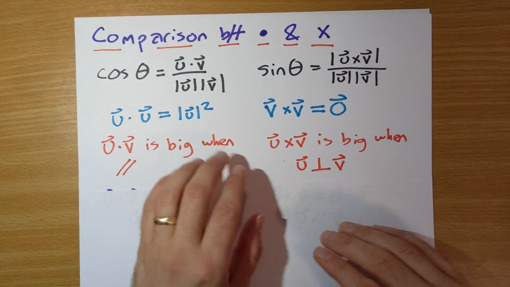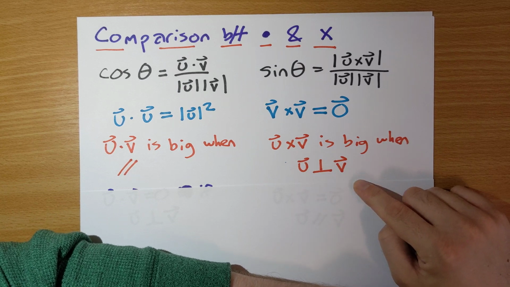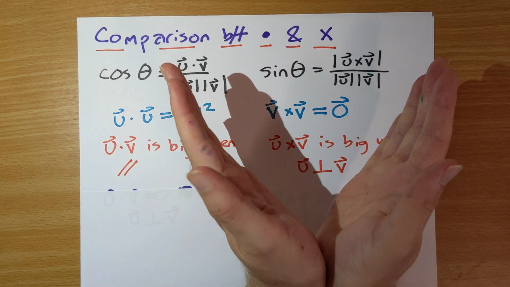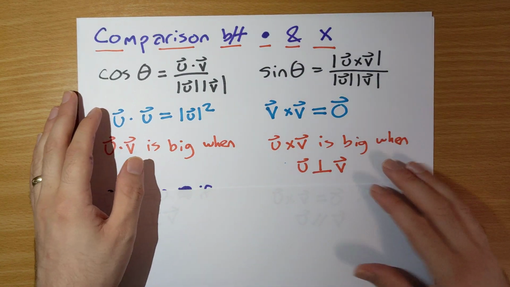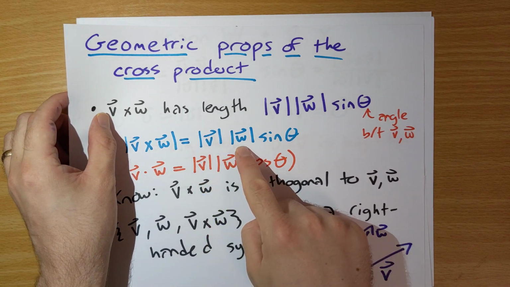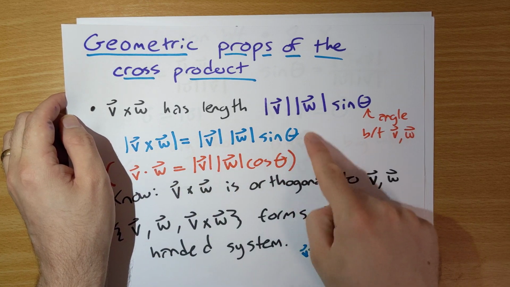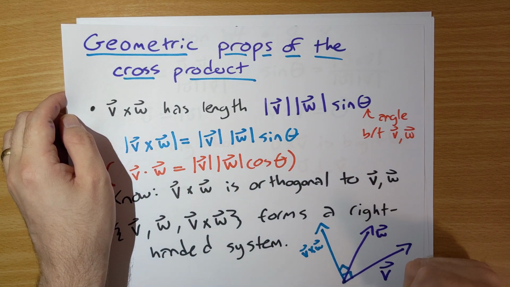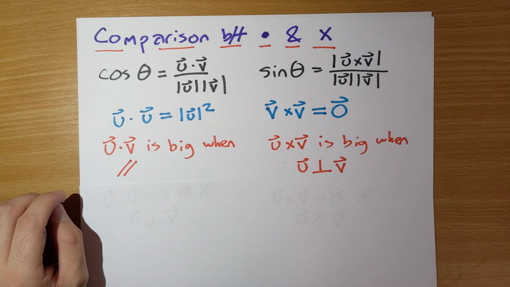On the other hand, for the cross product, u cross v is big when u and v are perpendicular to each other. We want sine of theta to equal 1 for this to be big. Go back to this here. If you aren't changing the magnitude of v and the magnitude of w, how do you make the magnitude of the cross product as big as possible? Make sine theta big. Make sine theta equal to 1, which is when they are orthogonal. When theta is pi over 2 radians, 90 degrees.